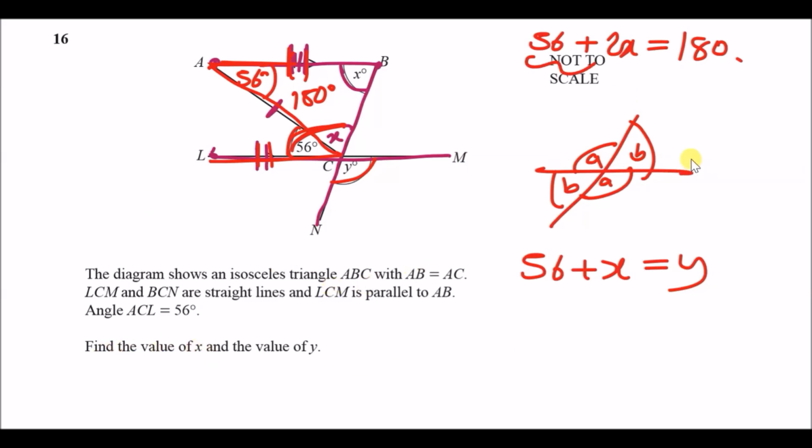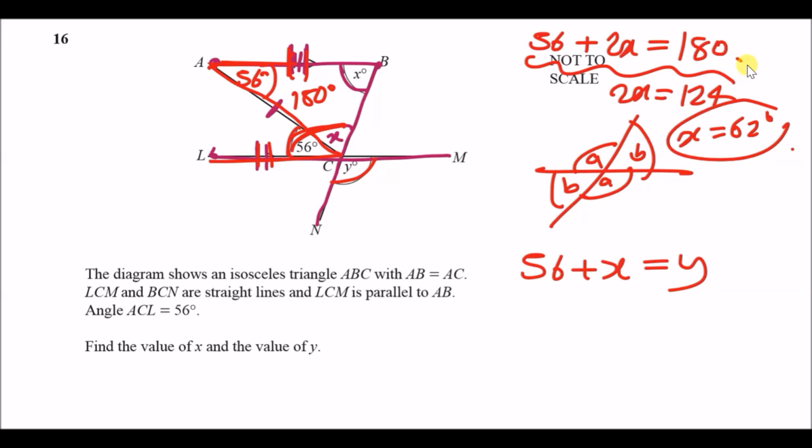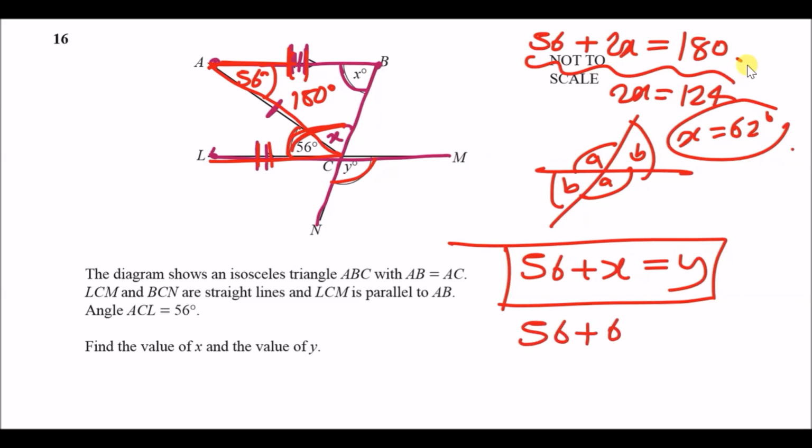So alright, let's do this part first. Let's calculate X. To find X, we firstly take minus 56 across. So 180 minus 56. This will give us 2X equals 124. And then halving this value to find X, we get 62 degrees. So that's good. Now we've got 62. To find Y, let's use this equation. So we've got 56 plus 62, and that gives us Y. So adding your answer to the previous one, 62 plus 56, and we get 118 degrees.